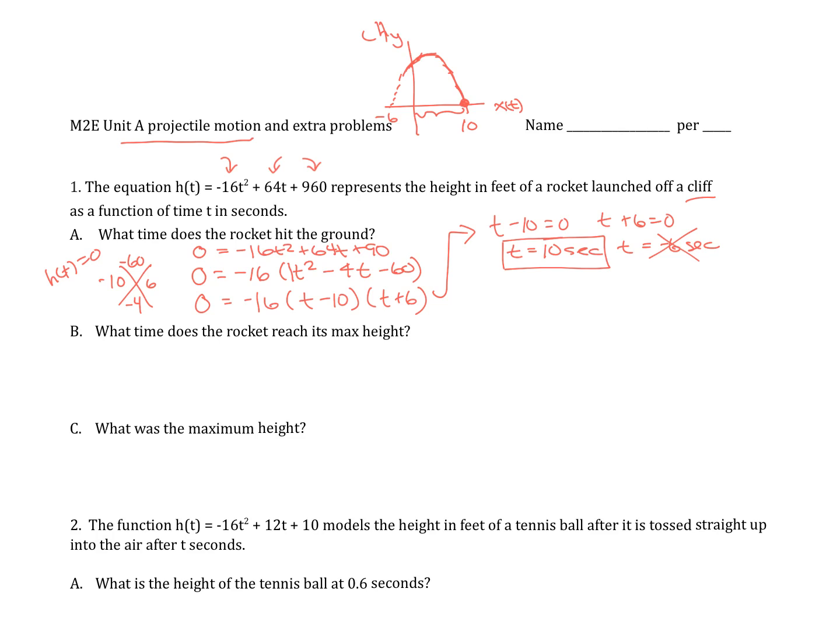So part B says, what time does the rocket reach its max height? Well, this is the vertex. I'm talking about the vertex at the top here. The vertex has an XY coordinate. In this case, it's got a time, height coordinate.